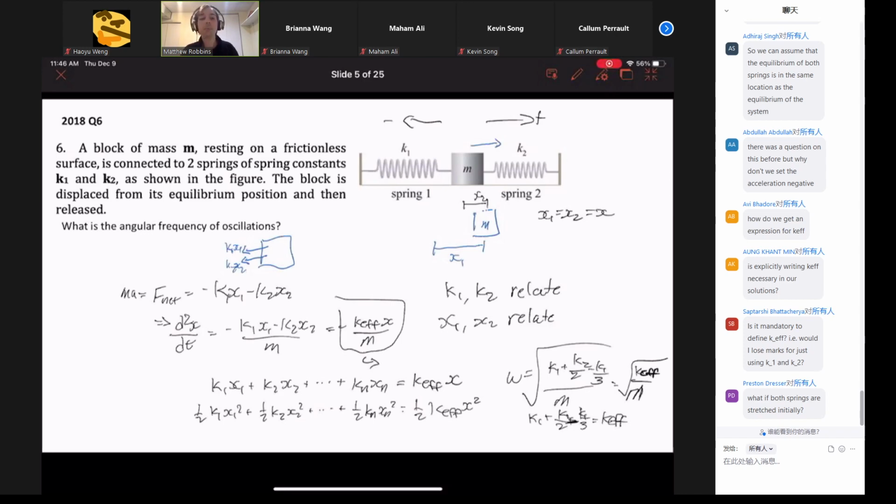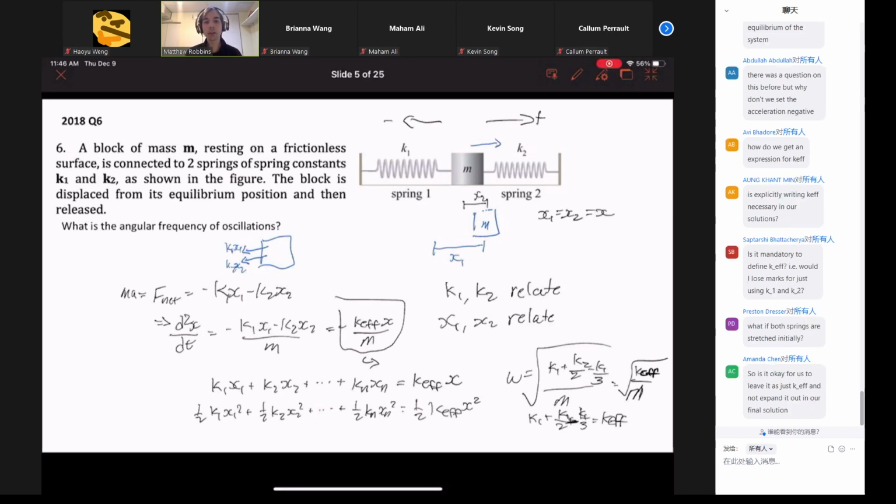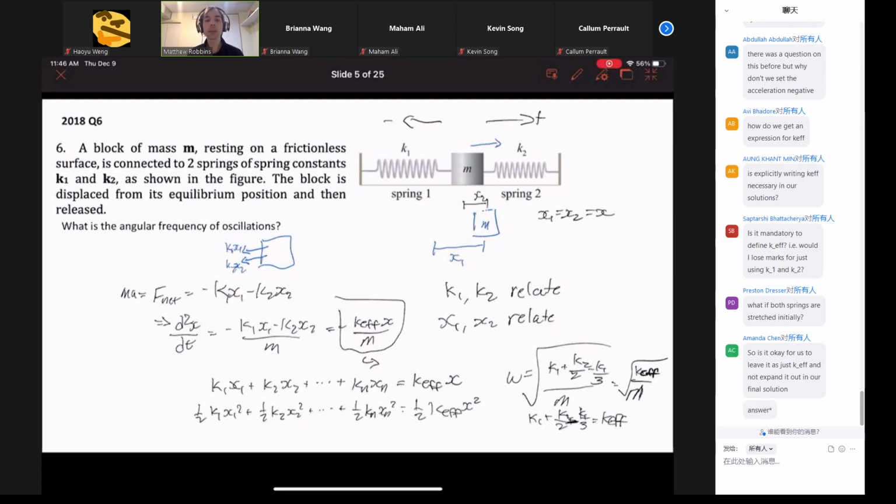So then is it mandatory to define k effective? If you use k effective, define k effective. When I was marking, if I saw k effective but nowhere in the problem did you define what k effective is, I'd dock you some marks. I won't dock you that many if the problem is still right and it does correspond to the right k effective, but if it's not there, you'd probably get docked a mark or two.